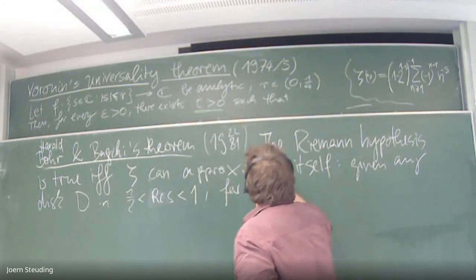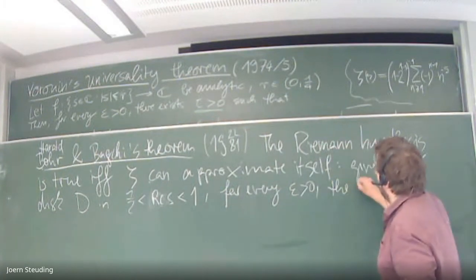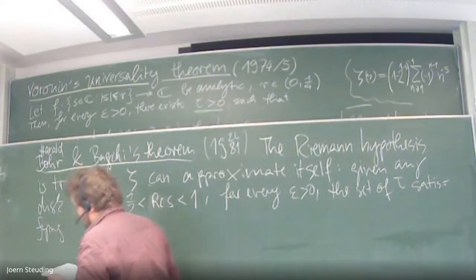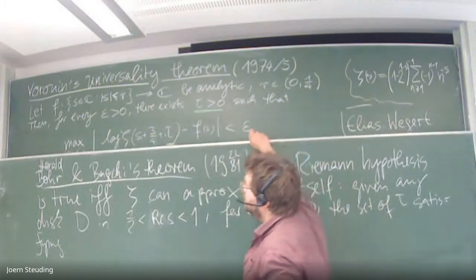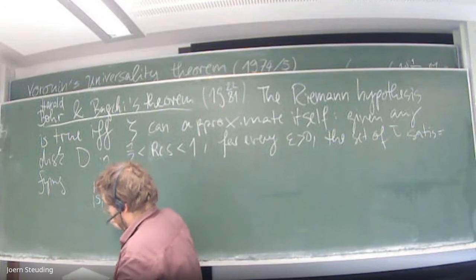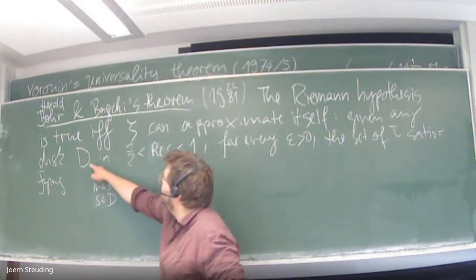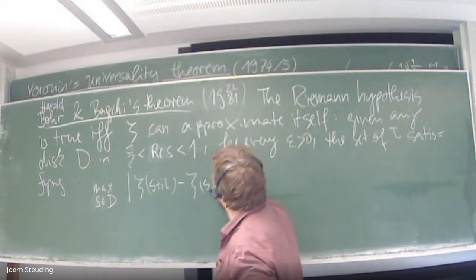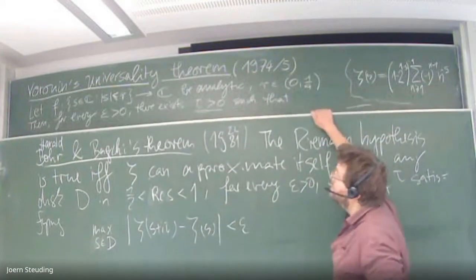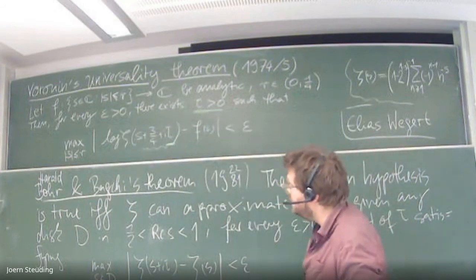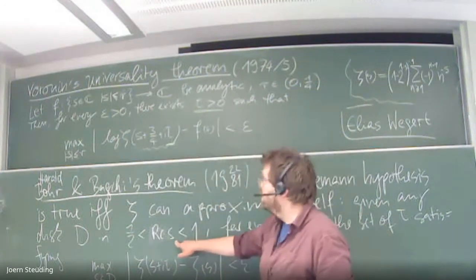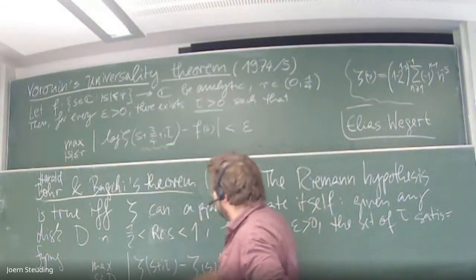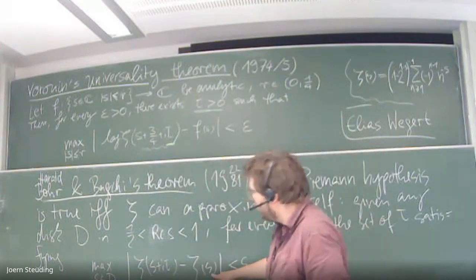And for every positive epsilon, the set of tau satisfying now something similar to this inequality here. It's the maximum over all s from this disk. I should have said compact disk anyway. And now it's zeta of s plus i tau minus zeta of s. That has to be less than epsilon. So you see similarities and differences to this inequality here. Well, this disk now is shifted. It is not centered at the origin. It is a little in the right half plane. This is something you have to take into account. And here is again the shift with which we can approximate the zeta function.